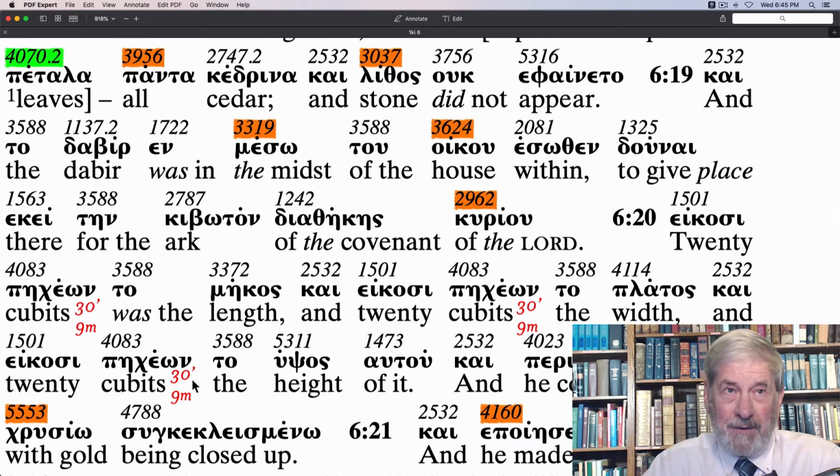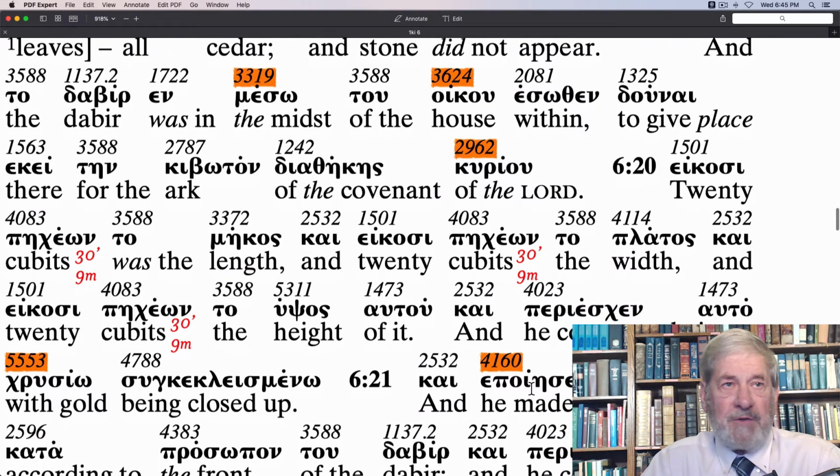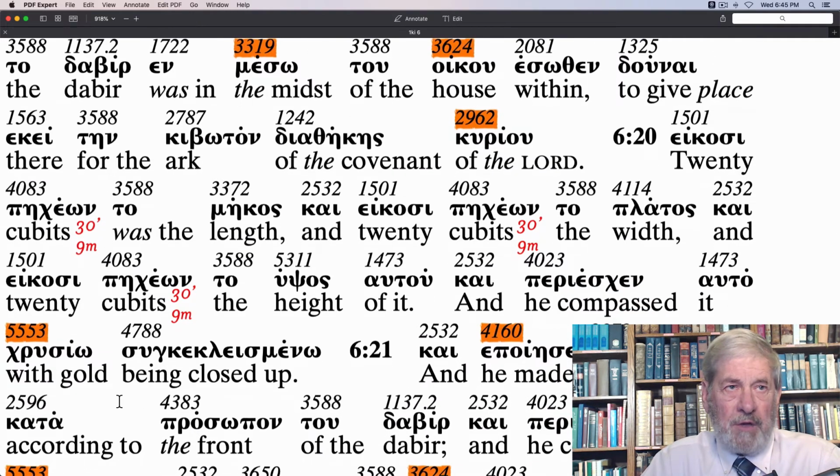There was probably a space above it, and the rest of the 60 feet in front of this apparently had 3 stories. And he compassed it with gold. Creseo, we have the chrysanthemum, the golden flower. It was being closed up, they covered over it.